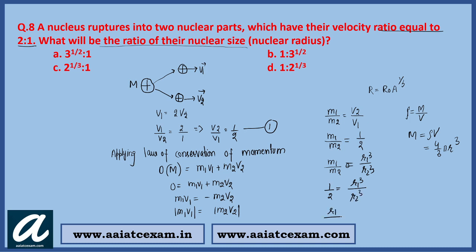From here r1 by r2 should be equal to 1 upon 2 raised to the power 1 by 3. So your answer should be 1 ratio 2 raised to the power 1 by 3. So your option number D is correct.